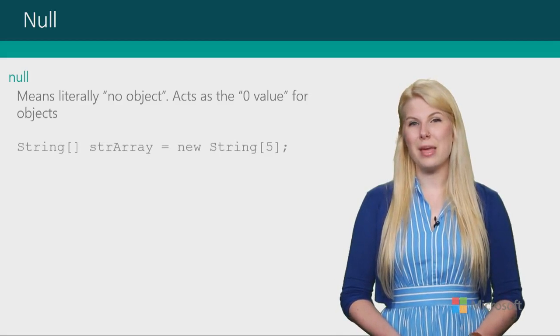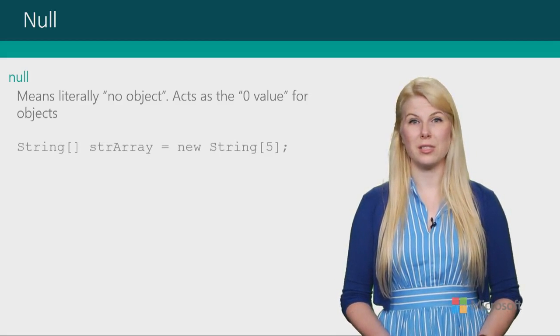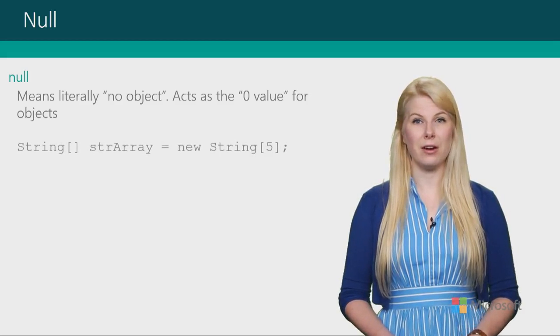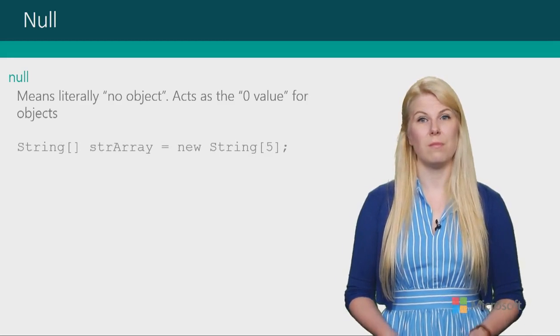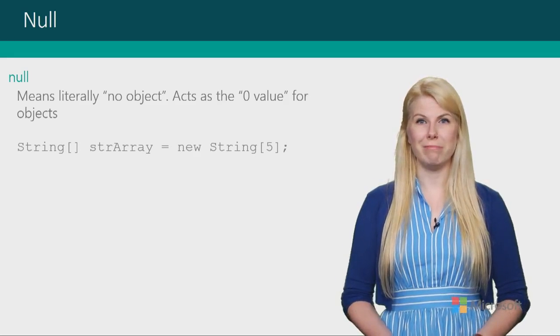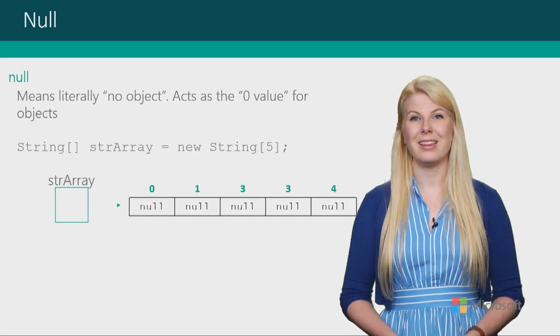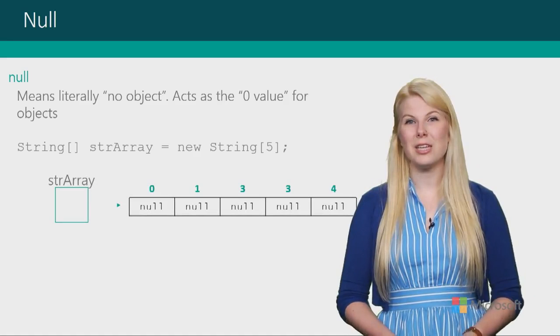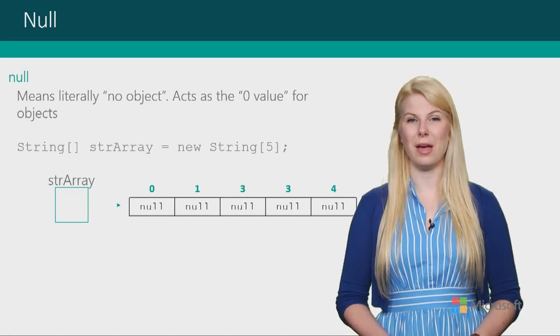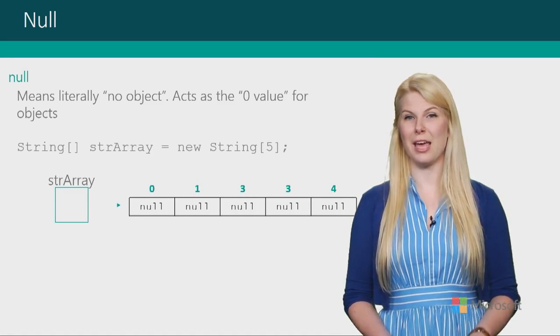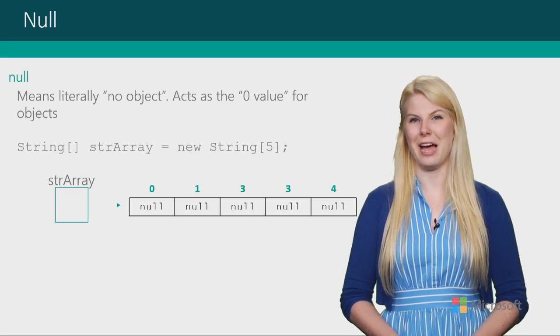So let's say we make a new array of strings. If we were making a new array of chars, we know that it would store the 0 value for char. But what does it store in this case when we make a bunch of strings? That's where null comes in. That's what's automatically filled into the array, meaning, hey, an object can be here, but there is none here now.